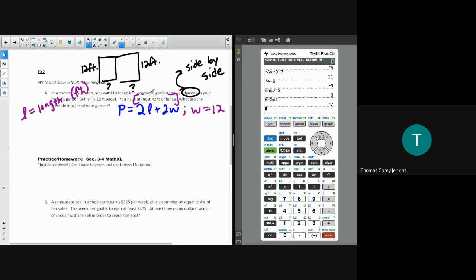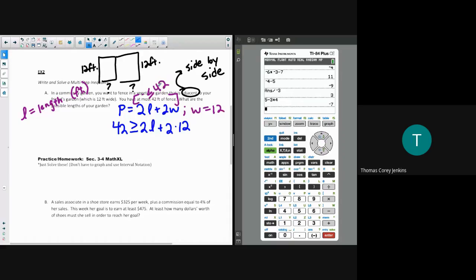All right, so when we pull everything together, this is what it looks like. So we would say 42 is greater than or equal to 2L plus 2 times 12, because I subbed in 12 for W. And notice the inequality symbol here says less than or equal to, but here it says greater than or equal to. That's because I put my 42 over on the other side. If the alligator is eating the 42, the alligator needs to keep eating the 42, right? Unless we divide or multiply by a negative. That's when you would flip it.